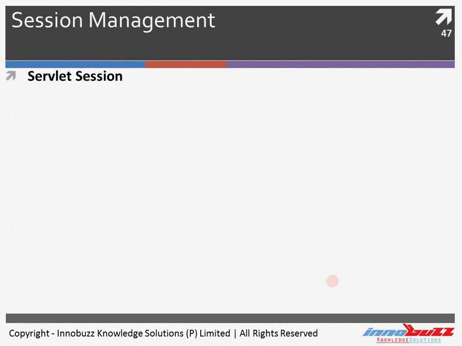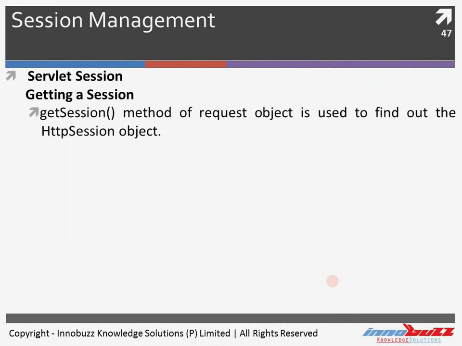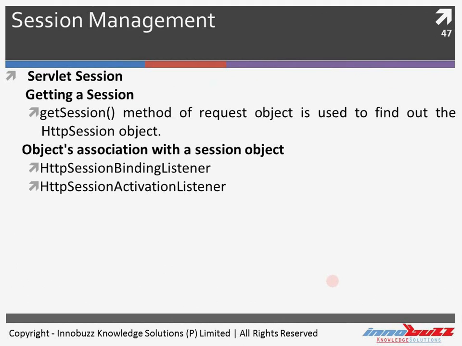Servlet session. The servlet session is very much required, which we can get using the getSession method of the request object, which is used to find out the HTTP session object. So this HTTP session object is given by the getSession method. Within this we have listeners bound to it.